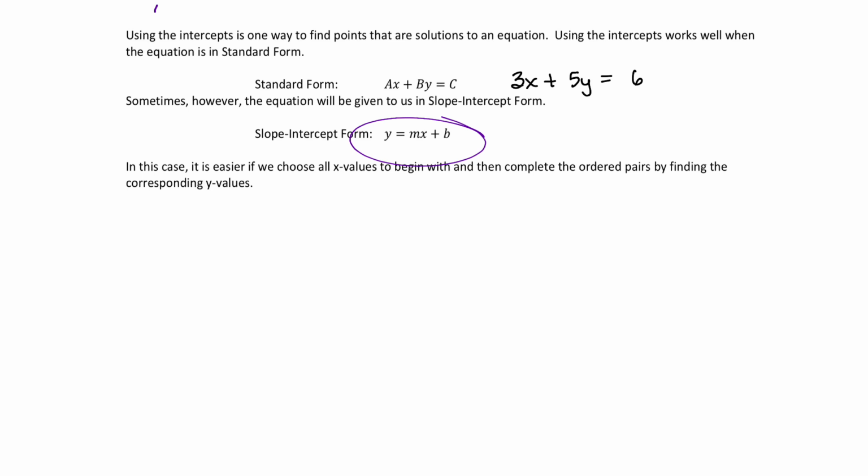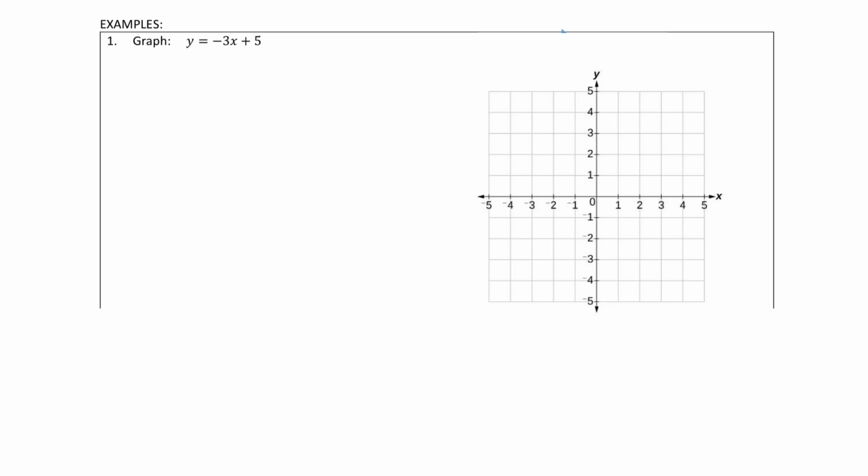So let's take a look at a problem. Okay, here you go. All right, earlier in the class, we talked about t-charts and how they were going to come up. Well, here they are.